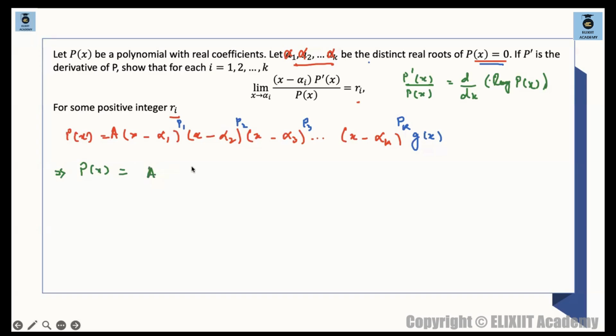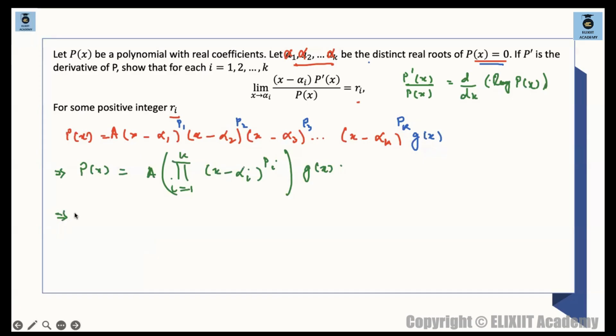Let us simplify this and write it as a product in a more compact form. Product of i is equal to 1 to k. Don't take k, we have used k over here. Product of i is equal to 1 to k, x minus alpha i raised to the power of pi, and then multiplied by gx. I'm writing this in a more compact form. Looks nice, done. So this is basically your compact form of px.